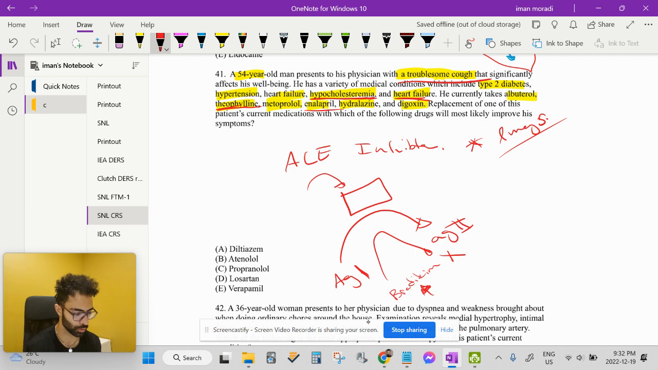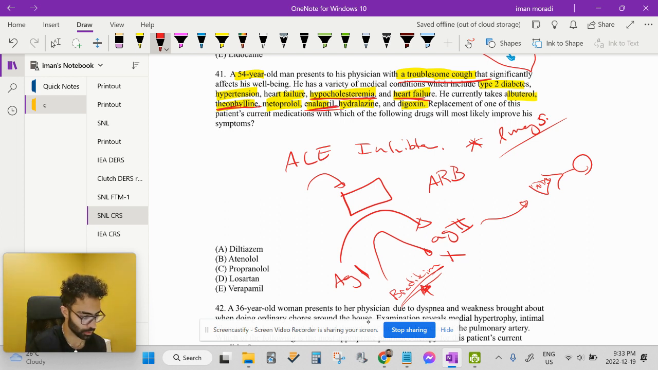What we can do is give him an ARB. The ARB doesn't do anything with bradykinin. When angiotensin 2 wants to bind to its receptor on a cell, the ARB binds here and blocks it. So we stop our drug that ends with pril and then give something that starts with sartan.